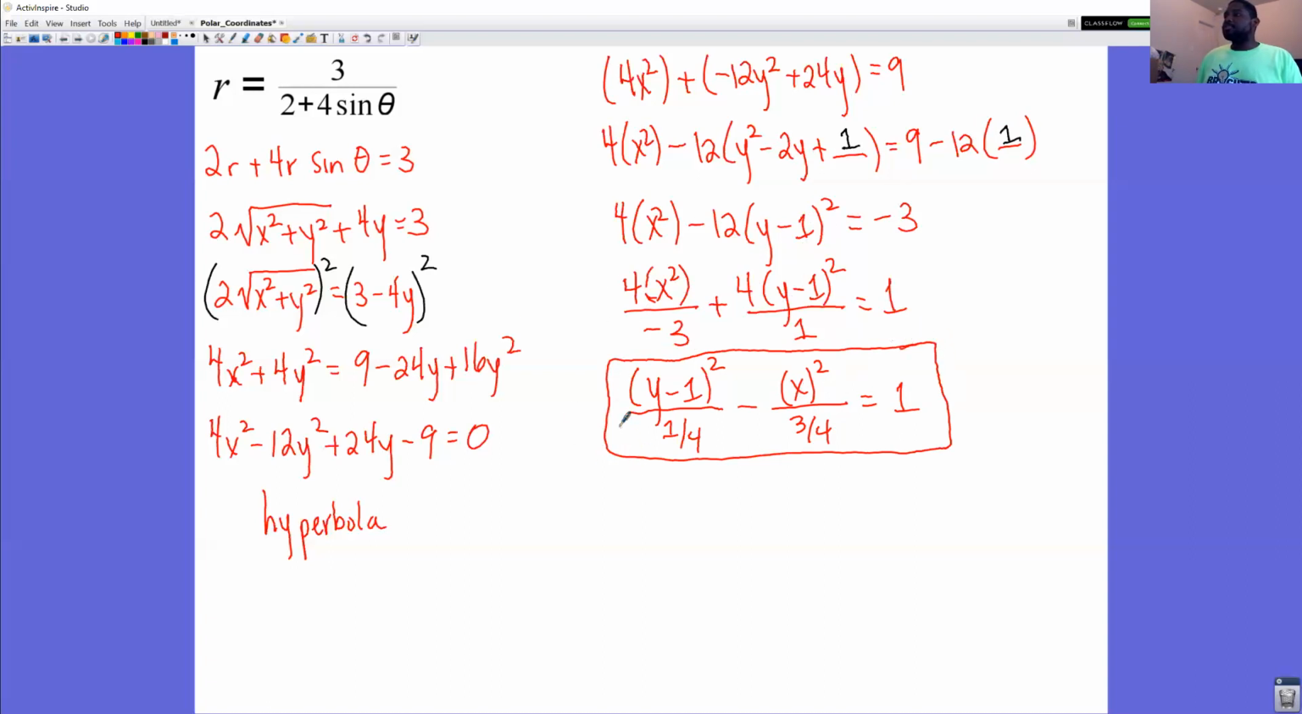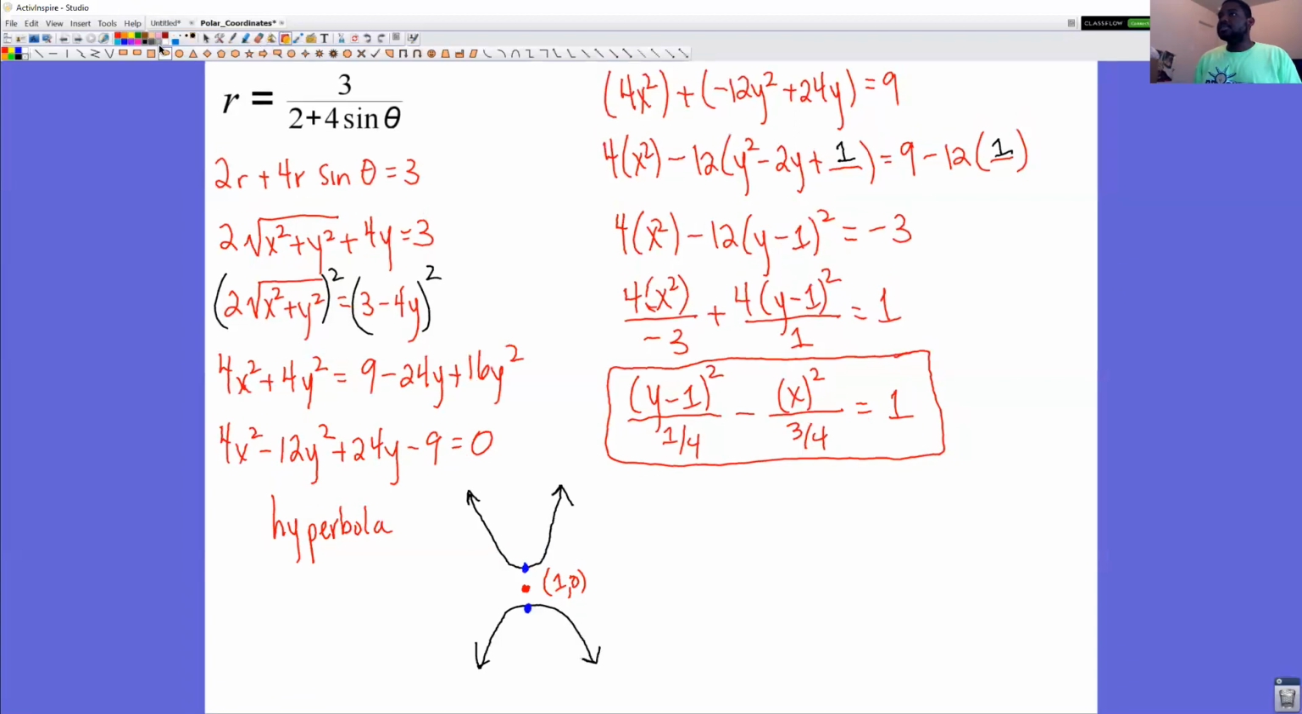And so the way our hyperbola is going to open, because y squared leads, it's going to open up like this. It's like two parabolas opening in opposite directions. So the center is here. So the center is at 1, 0. And then we got vertices here and here. And then you have asymptotes of the hyperbola.